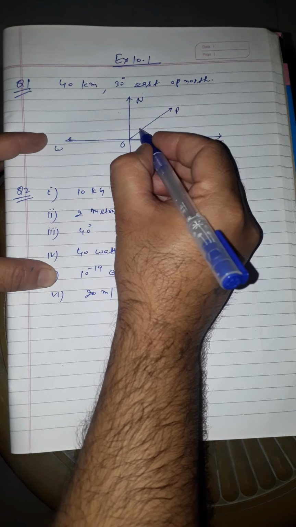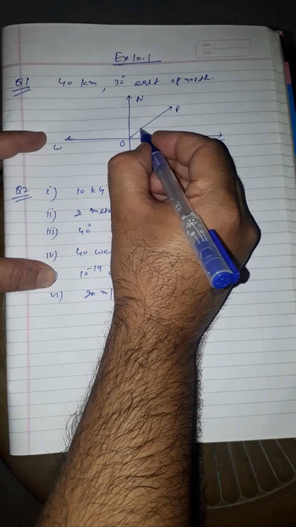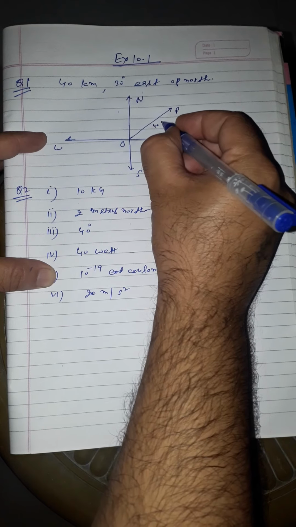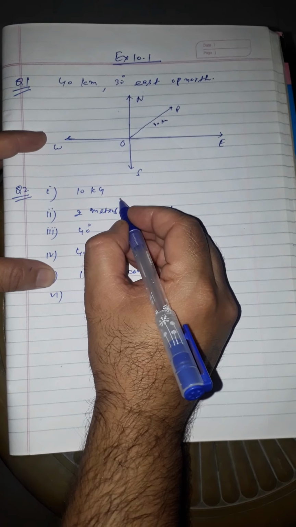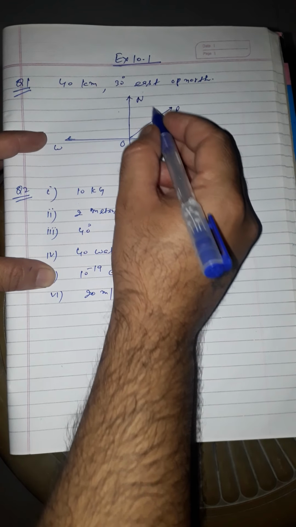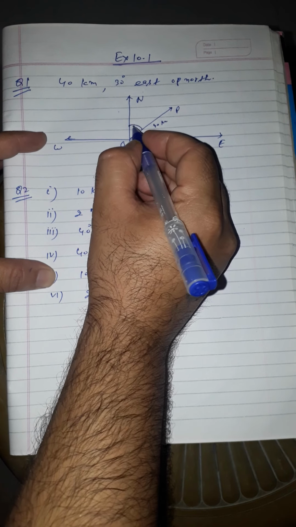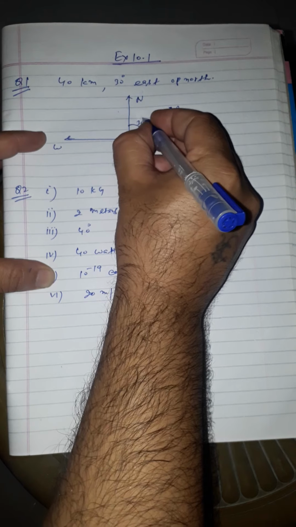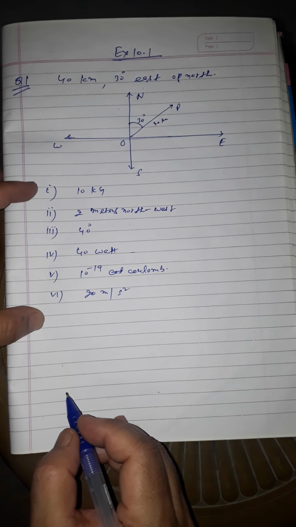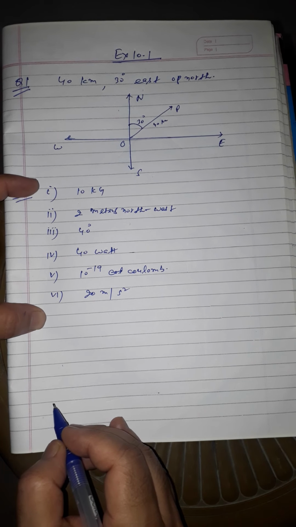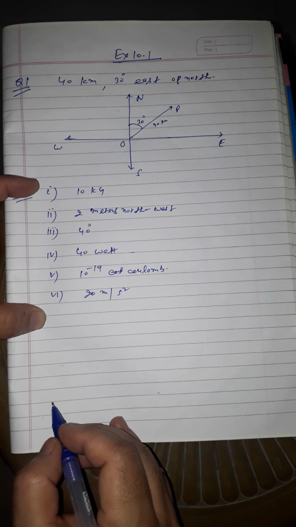This is the horizon. Now we have to represent this 40 kilometers. If we take this as 40 kilometers, students, that is the magnitude OP, and the direction is east of north, meaning this direction is east of north, right students? This is the graphical representation of question number 1.